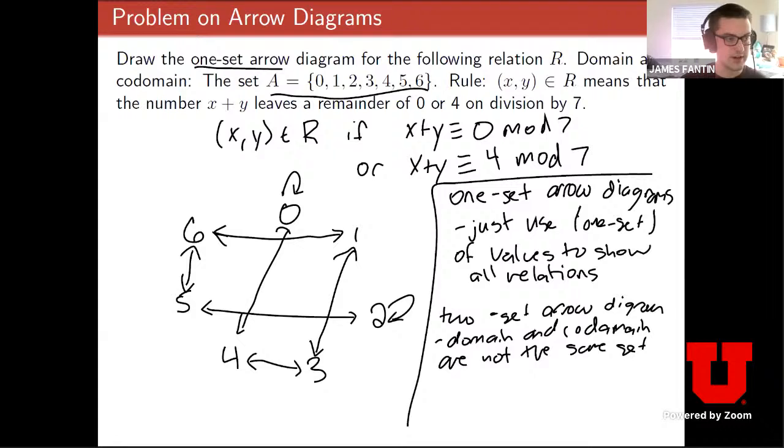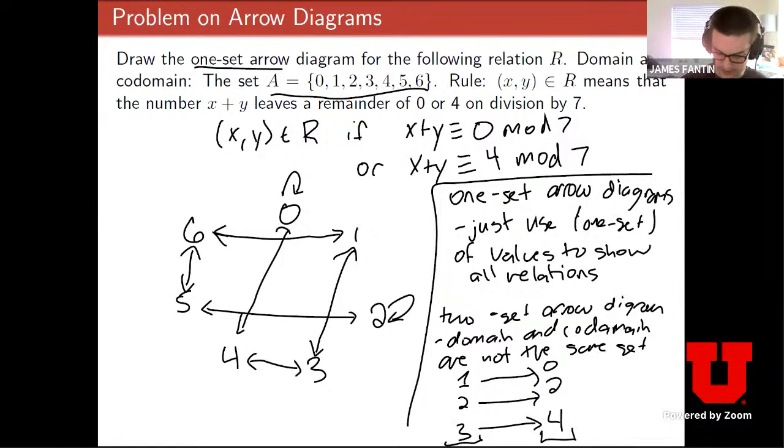So for a two-set arrow diagram, we would have the domain on the left side and the codomain on the right side. So we might have something that looks like this, where you have 1, 2, and 3, and then maybe on this side you have 0, 2, and 4, and then you have your arrow relations like this. So you've got one set of values on the left, and another set of values on the right, and they don't represent the same set of values. So yeah, really good question. Any other questions on arrow diagrams?